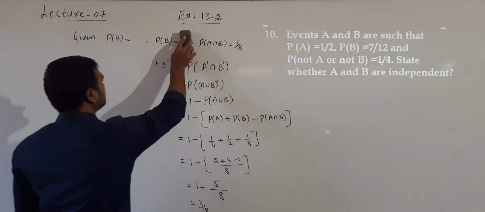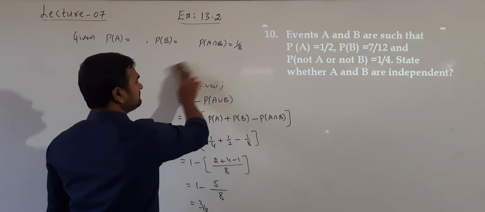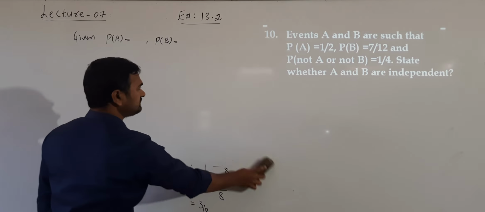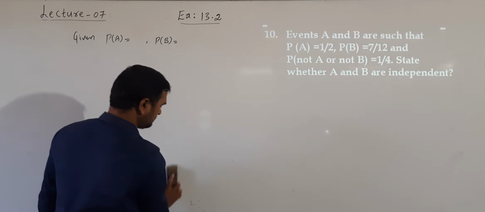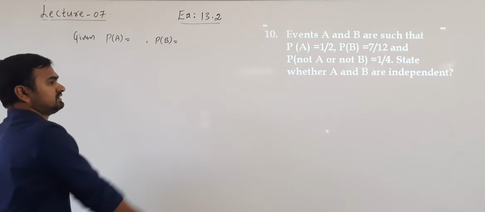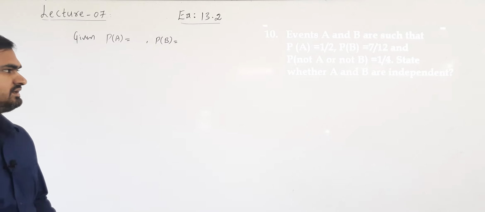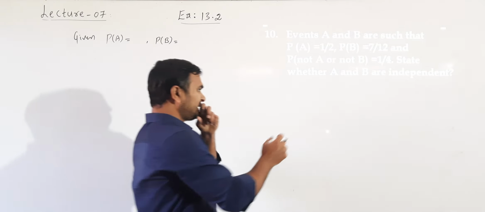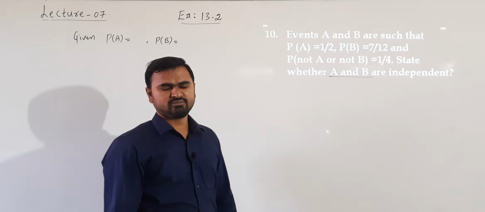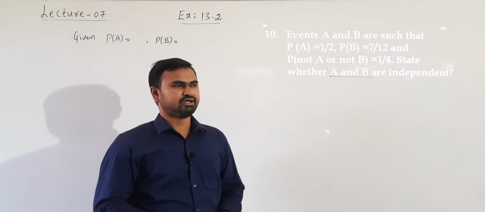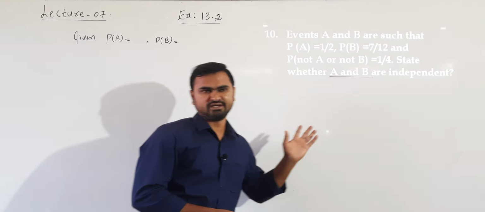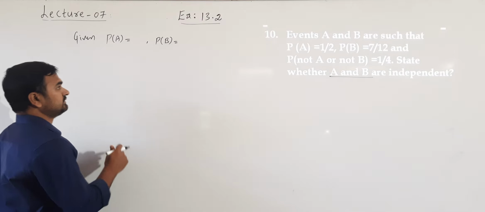So again, probability of A, probability of B is given, and probability of not A or not B is given. Using this, we have to find whether A and B are independent or not. Again, how do we check that these two events are independent or not? We will find the probability of A intersection B and see if it is equal to P of A into P of B or not. If they are equal, independent; not equal, not independent.